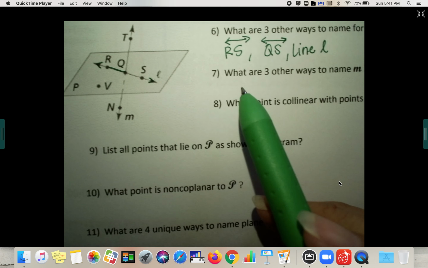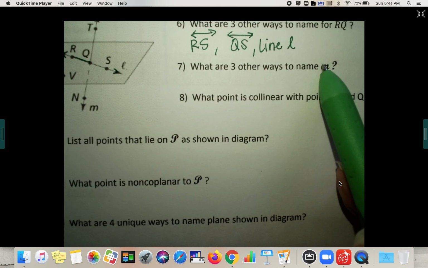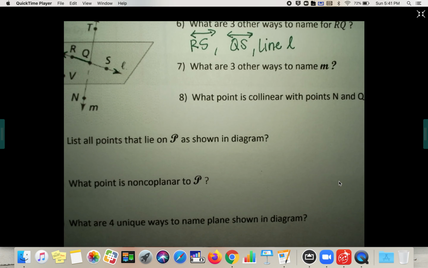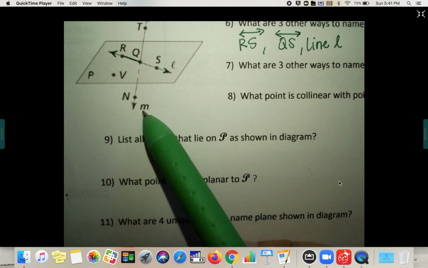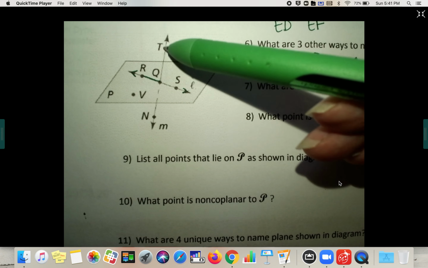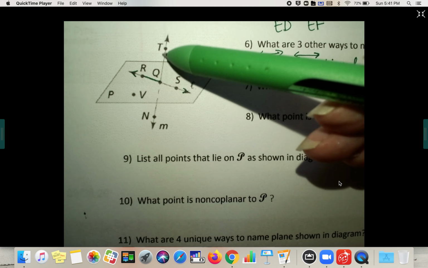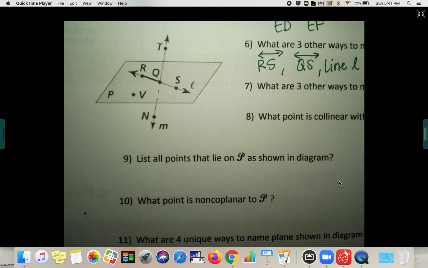All right, number 7. What are 3 other ways to name M? So let's go look at M. Oh, this is line M. So we're talking about this line now. What are 3 other ways to name line M?